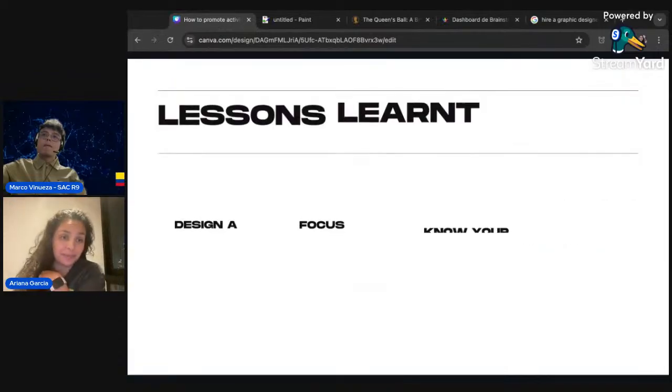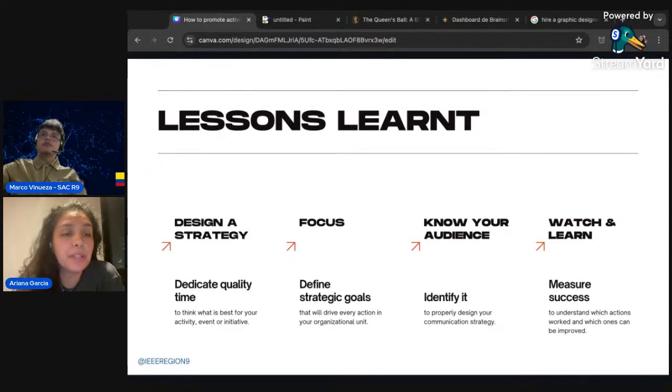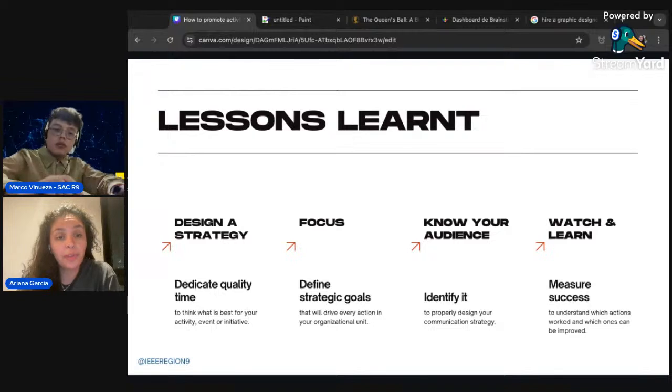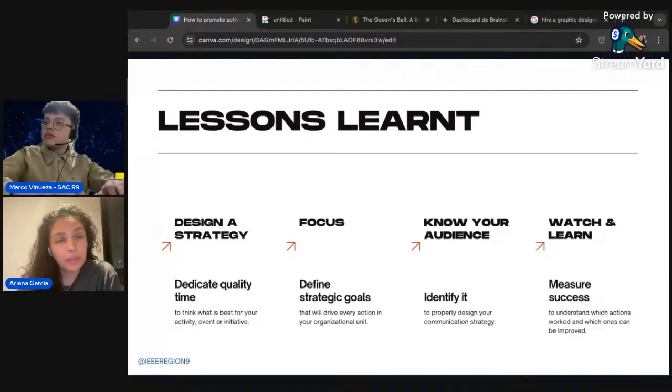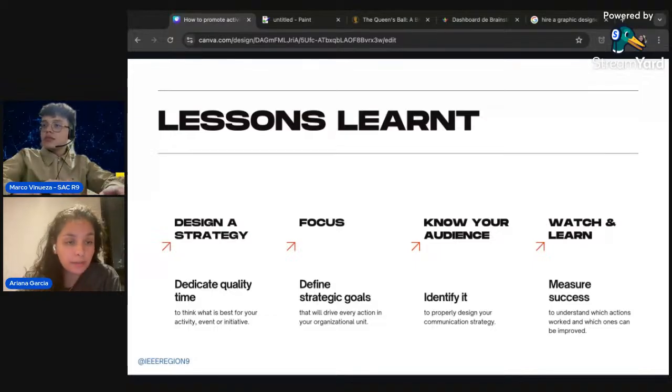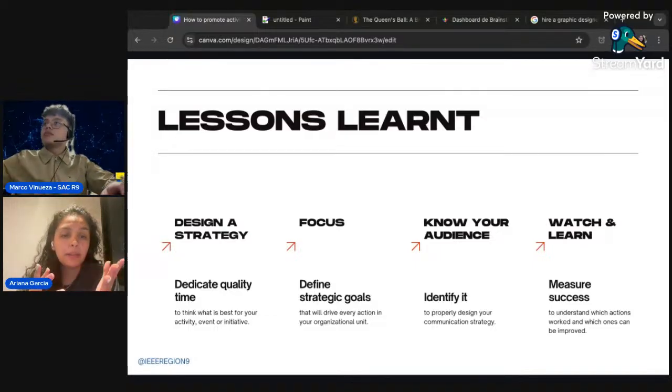So to wrap up a little bit, the lesson learned from working with social media and communications is that it is very important to design a strategy and to dedicate quality time to work on that. As I mentioned before, there are important criteria that we all need to take into account when thinking of communicating something and how we are communicating it. So think of the best way to promote your activity, depending on the type of activity, event, or initiative that you're doing. Who are you targeting? What are the channels that you have available?